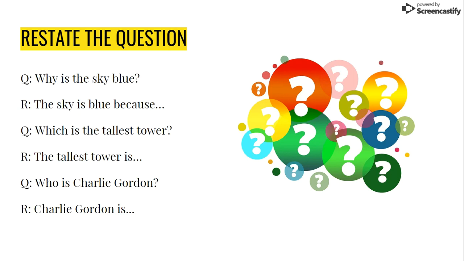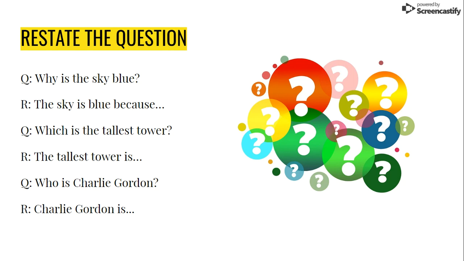The first part of RACE is to restate the question. Here's the key when you're restating the question: you are not just repeating the question. Many students in the past have started out their RACE paragraph by retyping or rewriting the question. That's not what I want. I want you to turn the question into a statement. Again, it's called restating the question, not repeating the question.